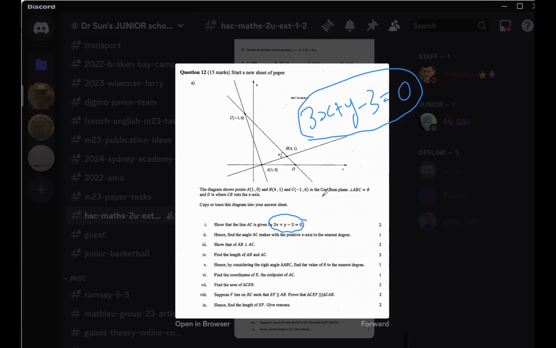Okay, so yeah, there's lots of ways to do it. The fact that they give you the answer changes the difficulty of the question immensely. It makes it much easier. Sometimes it makes it harder because you can't get marks for finding the answer. Hence, find the angle AC makes with the positive x-axis.